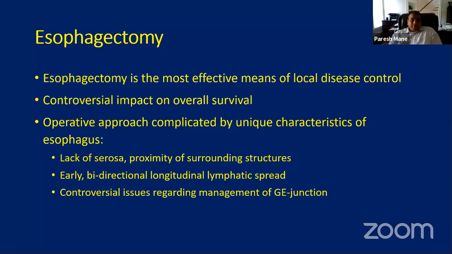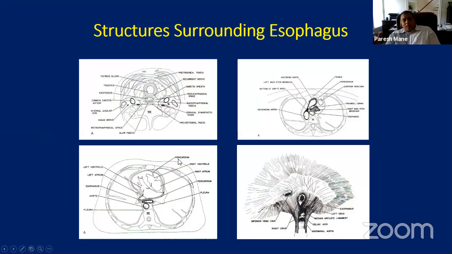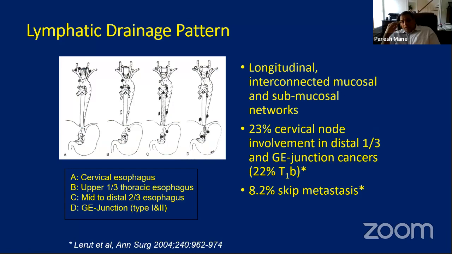So once again, the neck. In the neck, you're worried about vasculature in the neck. And for me in particular, I'm always worried about the recurrent laryngeal nerve. In the chest, I'm worried about the membranous portion of the trachea. And in the abdomen, I'm worried about the gastroepiploic vessels. Lymphatic spread, as I mentioned, upper one third, cervical area, middle third, mediastinum, lower third, celiac.